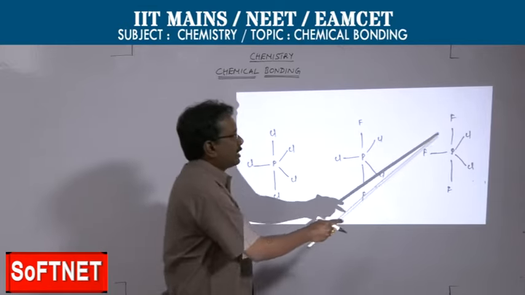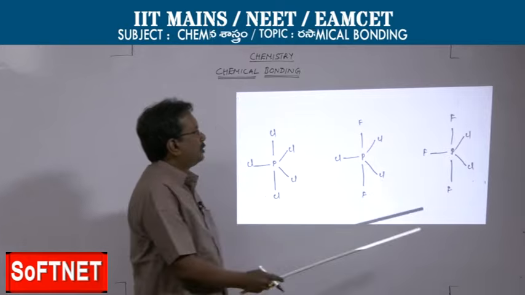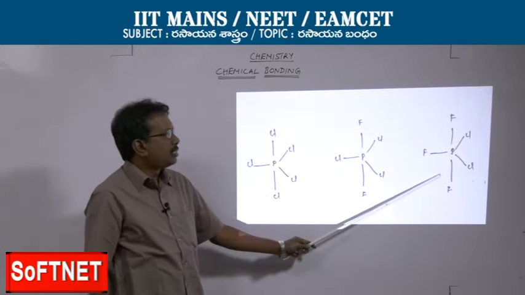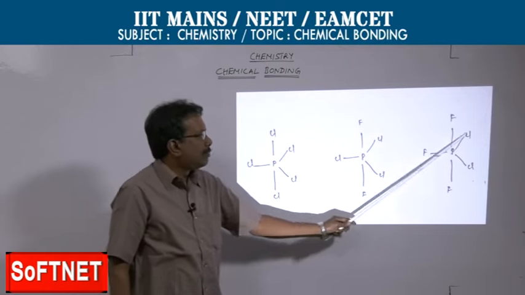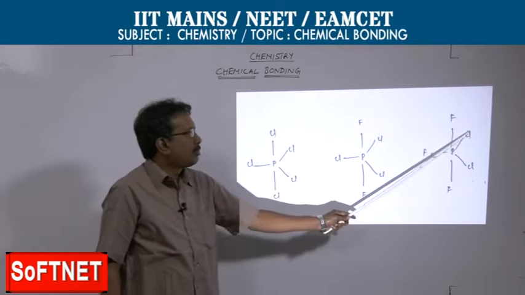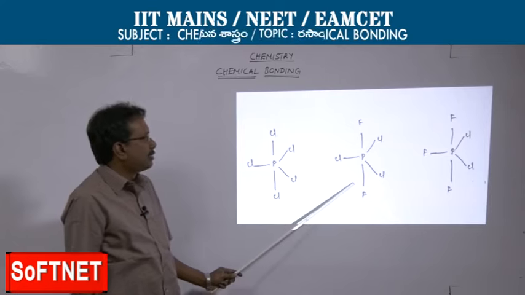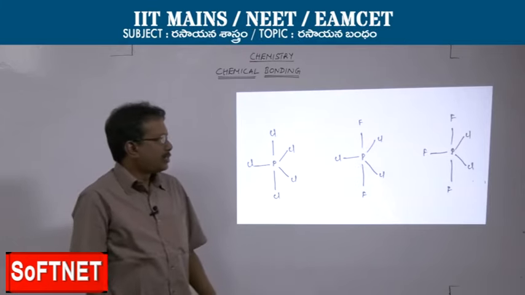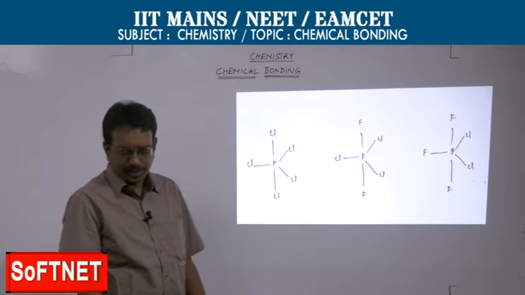Here also, if we look at the PF3Cl2 molecule, in this PF3Cl2 molecule, 2 fluorines are in the axial positions. The third fluorine, among these 3 equatorial positions, 1 position is occupied by fluorine. So the second conclusion is the most electronegative atom you have to accommodate in the axial position in the trigonal bipyramidal structure.